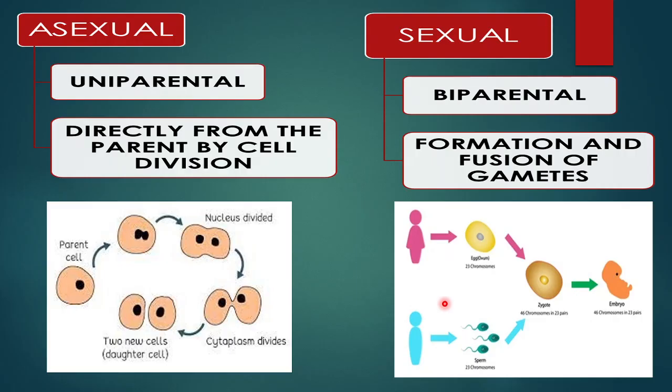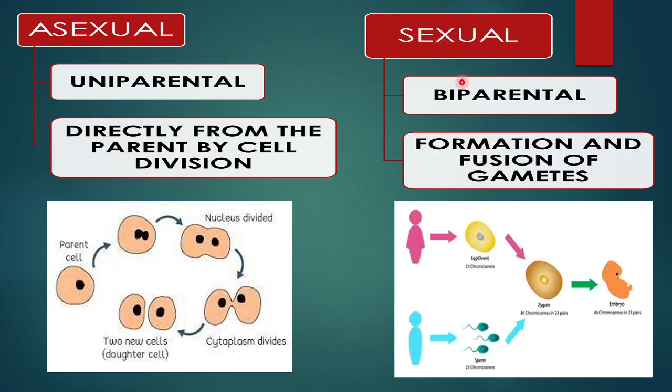Now, reproduction can be of two types, asexual and sexual. In asexual, it is uniparental, that is, a single parent is involved, and a new organism is produced directly from the parent by simple cell division. As you can see here, the parent cell divides, the nucleus divides, cytoplasm divides, and the new daughter cells are formed. Only one single parent.